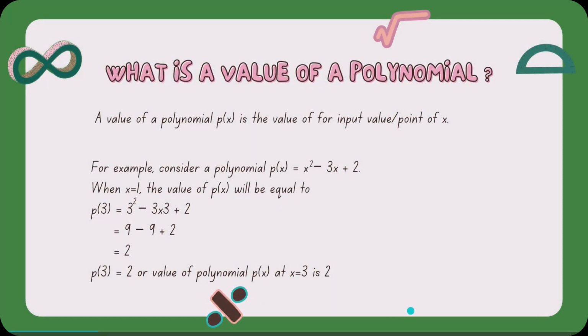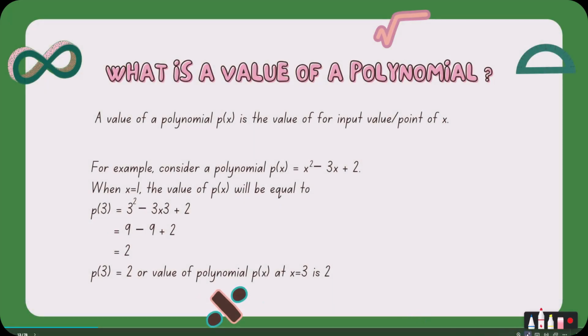So what is the value of a polynomial? The value of the polynomial is, for example, you put in a value of x, and the output you get is the value of the polynomial. Before understanding that, we need to know how a polynomial is represented, right?